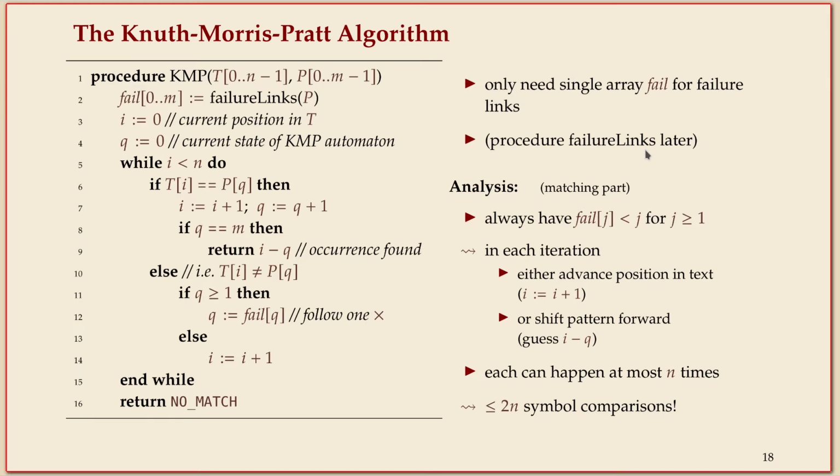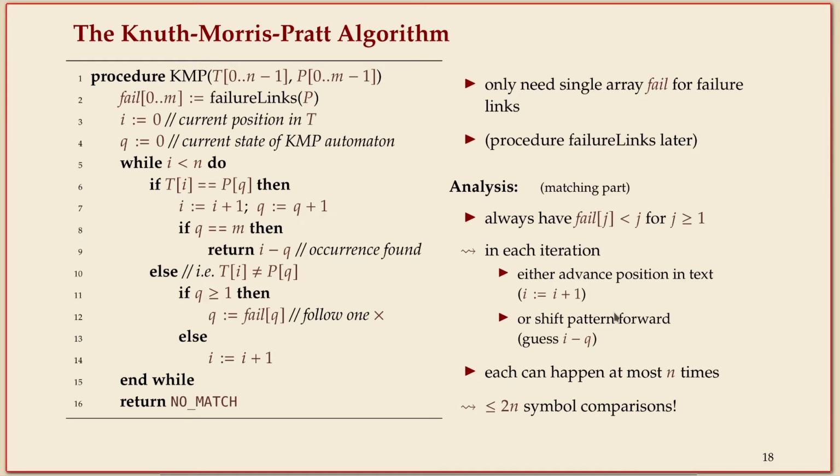So for every failure link that you follow, you needed to have a cheap operation first. More formally, you can express this like this. In each iteration, we do one of two things that make progress. We either move with i through the text, and you can only move n times with i, then you're at the end. We never make i smaller. It only ever gets one bigger.